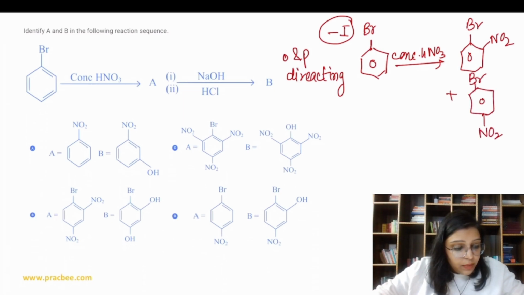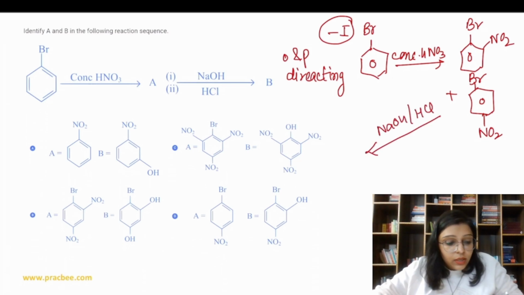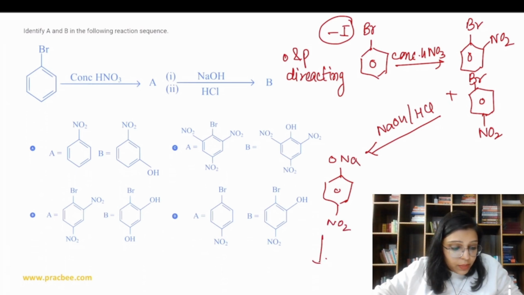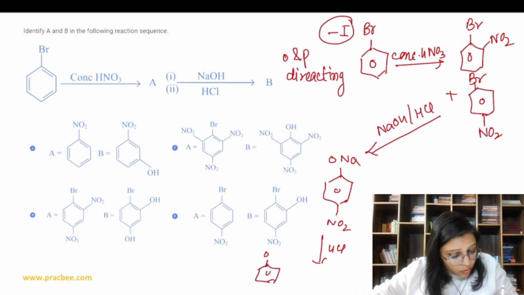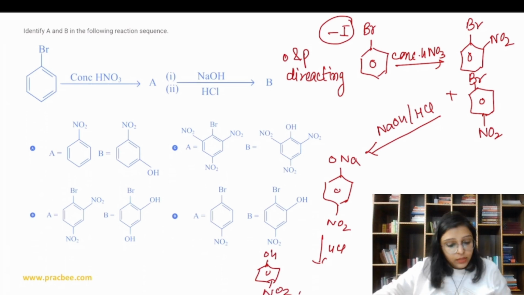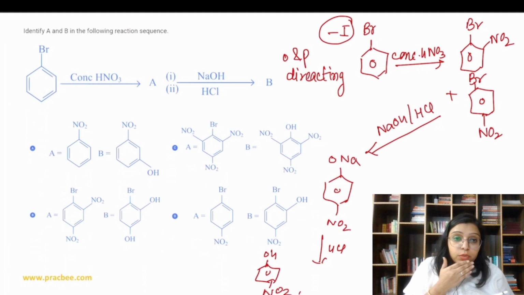Now if I use NaOH and HCl, that's the Dow process. In the Dow process, first what happened? Br is removed, and we get ONa and NO2. And then in the presence of HCl, we get OH and NO2. Let me rewrite this. We get OH and NO2. So we should be getting this one. Now, this is the ideal situation. But now see the options. We do not have this product.